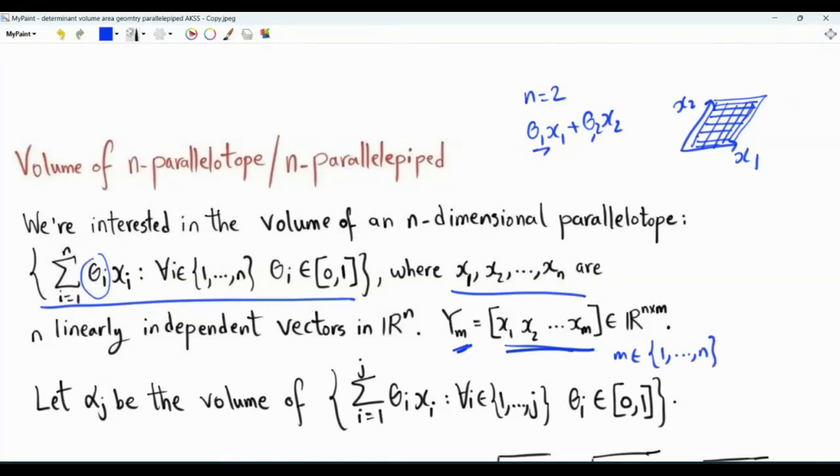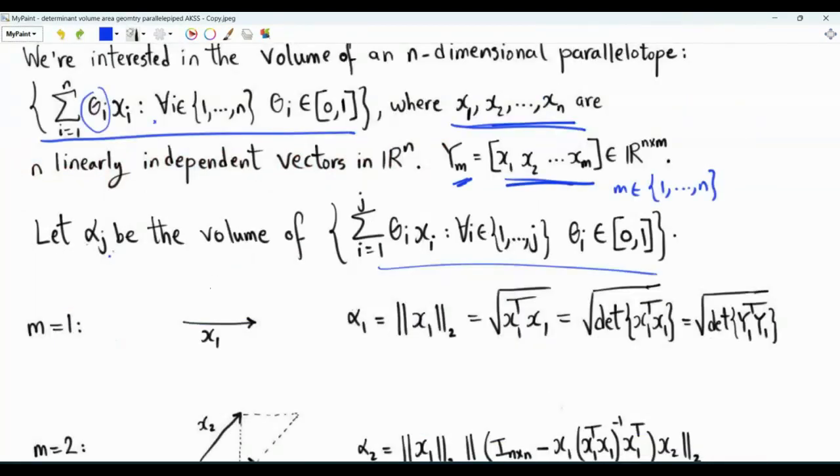Let alpha j be the volume of the set, which looks like our set of interest, but the summation is only to j. So here we are constructing our set using only the first j of those vectors. Our interest is alpha sub n. This is the case in which we use all n vectors. Let's start by computing alpha 1. So this will be the volume when we make use of just one vector, which is x1.